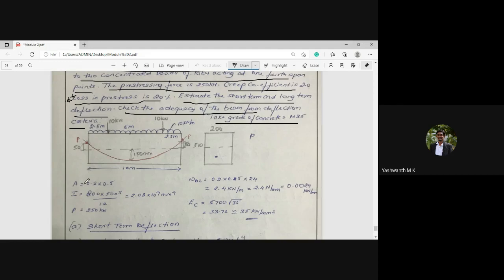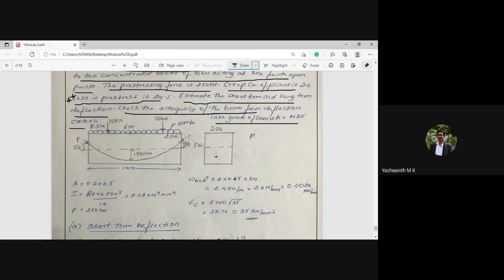First thing is cross-sectional area, that is 0.2 into 0.5. Next, moment of inertia, that is BD cube by 12, that is 200 into 500 cube by 12, which is equal to 2.08 into 10 to the power of 9 millimeter to the power of 4. Next, pre-stressing force, which is 250 kilonewton.